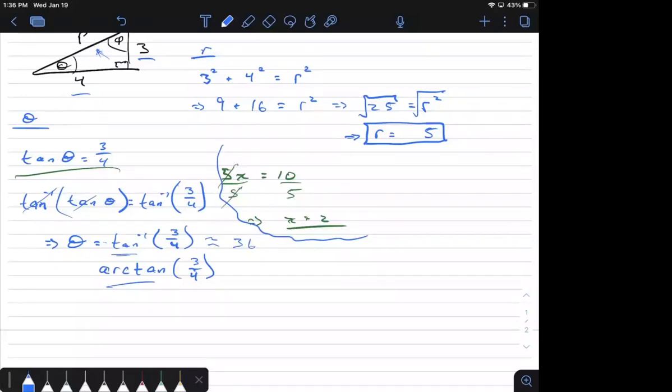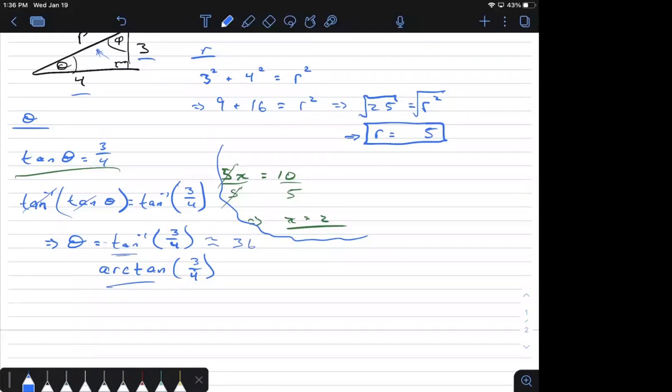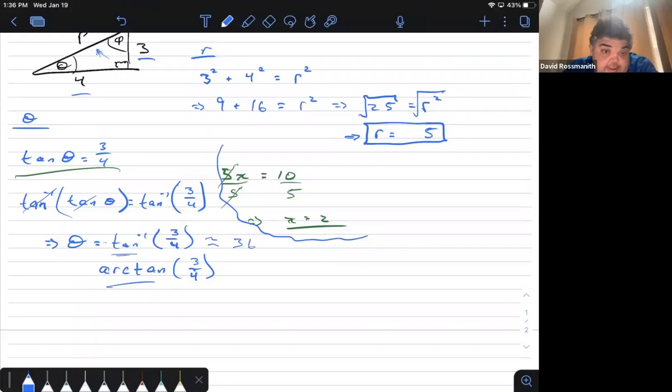I have a question. Mm-hmm. So, when should I put my calculator in radians, and when should I put my calculator in degrees? Yeah, that's a good question. When solving these problems, the rule will be this. In physics, always degrees, never radians.